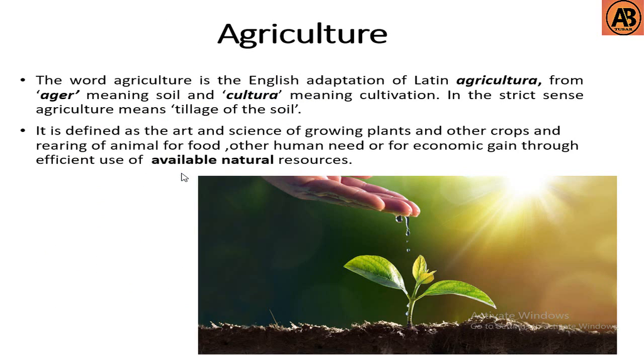Firstly, I would like to tell about agriculture. So what is agriculture? The word agriculture is the English adaptation of Latin agricultura from the ager, meaning soil, and cultura, meaning cultivation. That means it is soil cultivation. In the strict sense, agriculture means tillage of the soil. It is defined as the art and science of growing plants and other crops and rearing of animals for food, other human need, or for economic gain through efficient use of available natural resources.